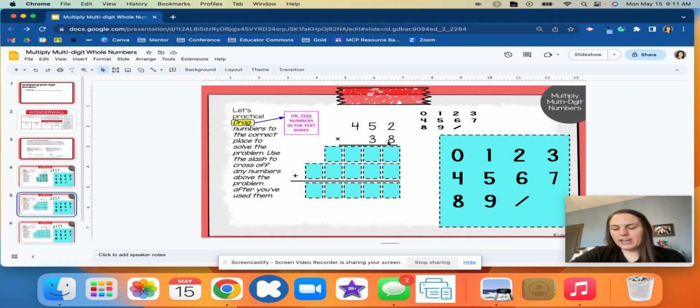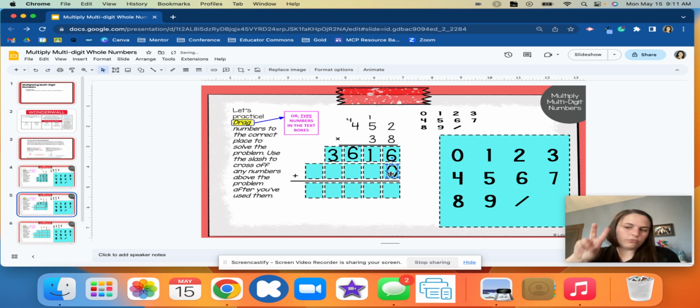So let's see, we've got 8 times 2, which is 16, and I'm going to carry that 1. 8 times 5, which is 40, plus 1 is 41. 8 times 4, which is 32, plus 4 is 36. Now that we went to the next place value, I should have a 0.